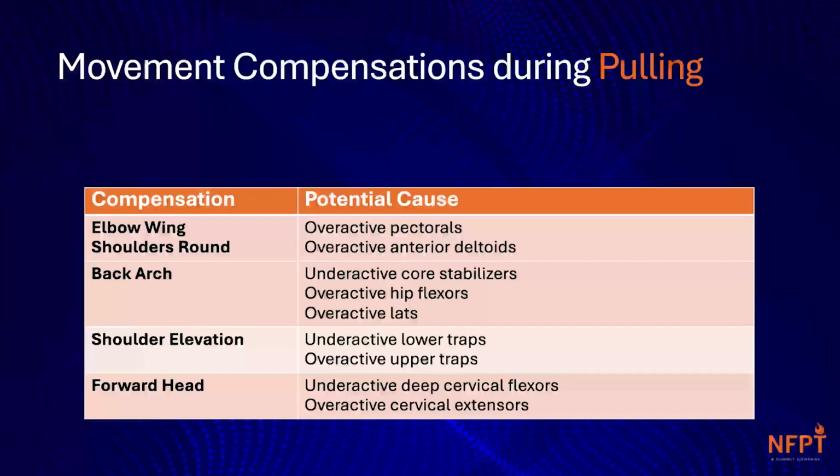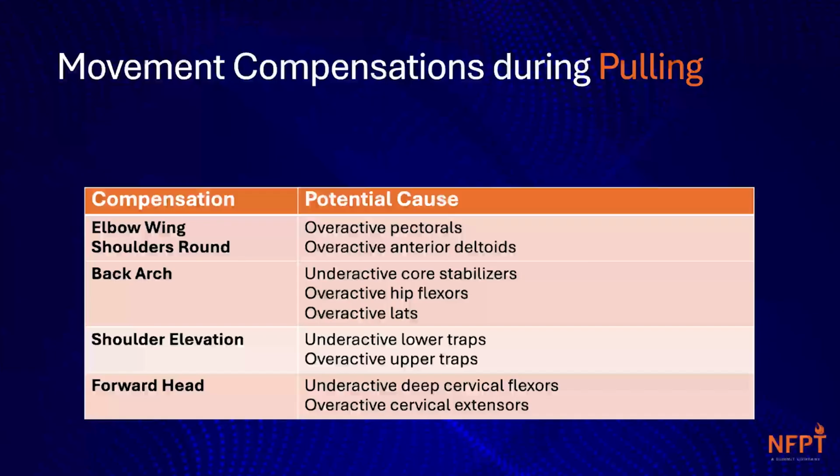Now, what you could also see is shoulder elevation. So this is when the shoulders go up. And the problem there is that the lower traps aren't engaging to keep those shoulder blades in place and pulling downward. And then similarly, the upper traps are overactive. So they're drawing the shoulder blades up and everything up and towards the ears. And that's considered a movement compensation.